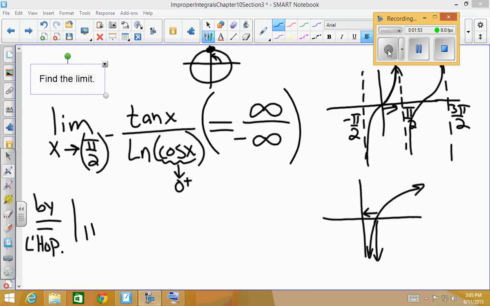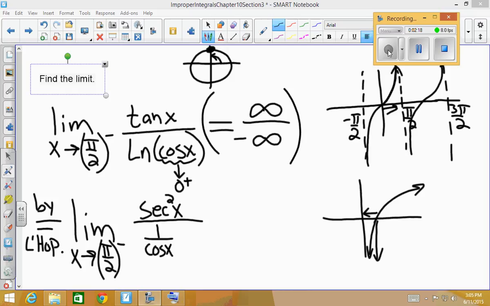we end up with the limit as x approaches pi over 2 from the left. The derivative of the numerator, the derivative of tangent of x, is secant of x squared, divided by the derivative of the denominator. The derivative of natural log of cosine of x is 1 over the cosine of x times the derivative of the cosine of x. That's the chain rule, so negative sine of x. You have to multiply by the derivative of the inside.